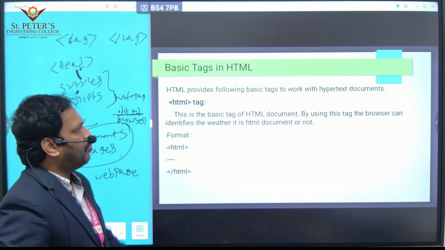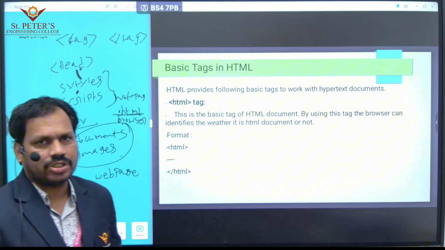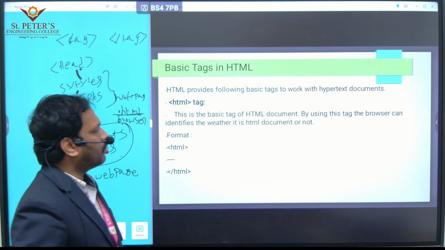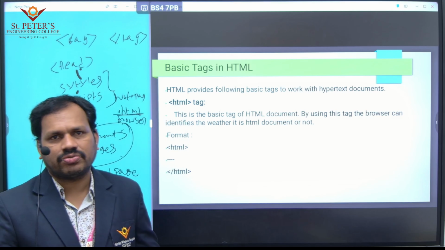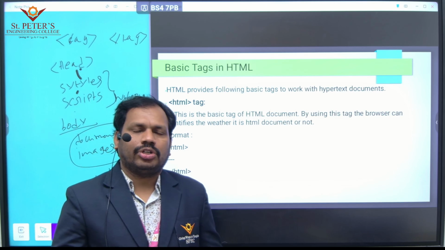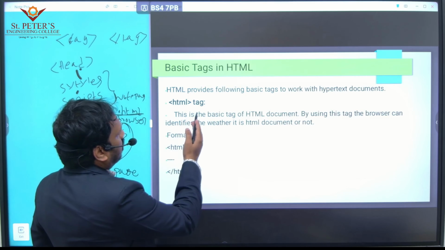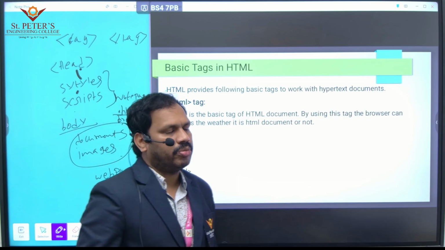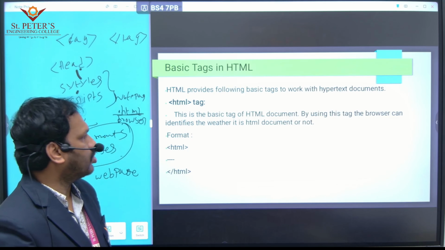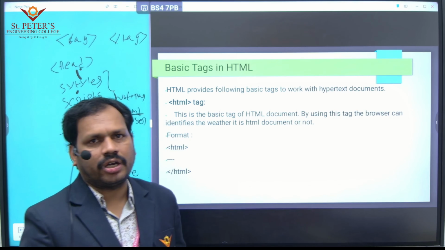So HTML provides the following basic tags for hypertext documents. Now we are going to discuss the different types of tags we are going to use in HTML. The first one is going to be the html tag. This is the basic tag of an HTML document. By using this tag, the browser can identify whether it is an HTML document or not.